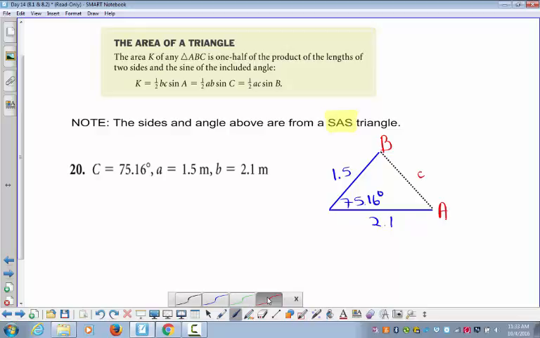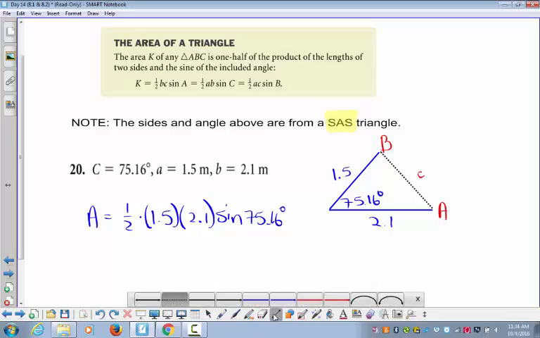So if you have an SAS setup, you can find the area super easily. Area will be equal to half the product of the adjacent sides multiplied by the sine of the included angle. And we call this the included angle when it's trapped between two sides. So I say that's an included angle. And that's it. That will be the area of the triangle.